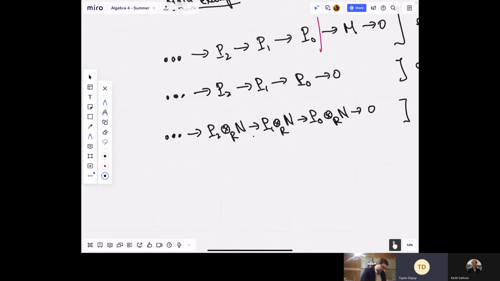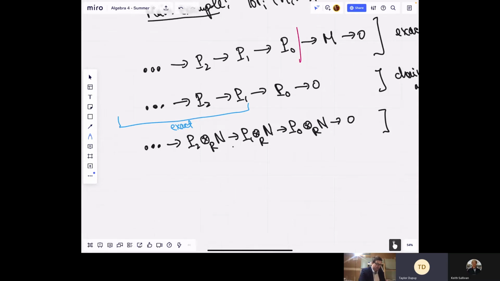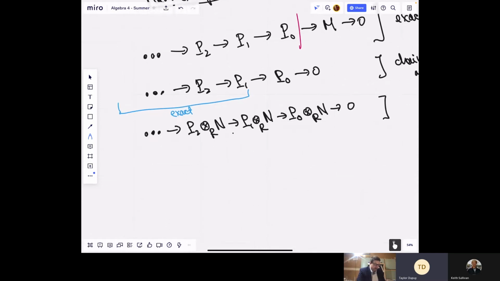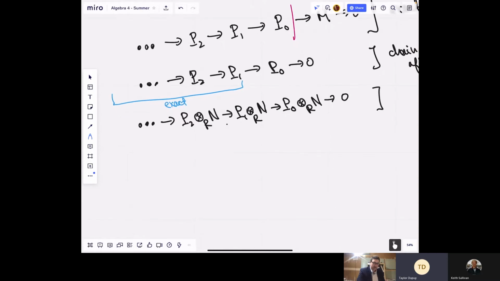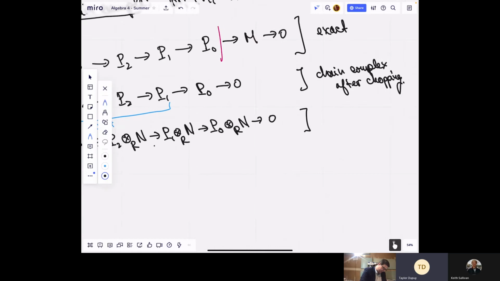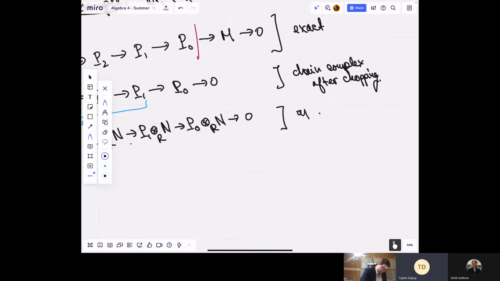This thing previously was exact over here. Exact means that it has 0 homology, so the image of the previous is equal to the kernel of the next. But after applying this functor, if it's not flat, it's not going to take injections to injections necessarily. That's one of the issues that we had with things that were not flat. So at this step we apply this functor.